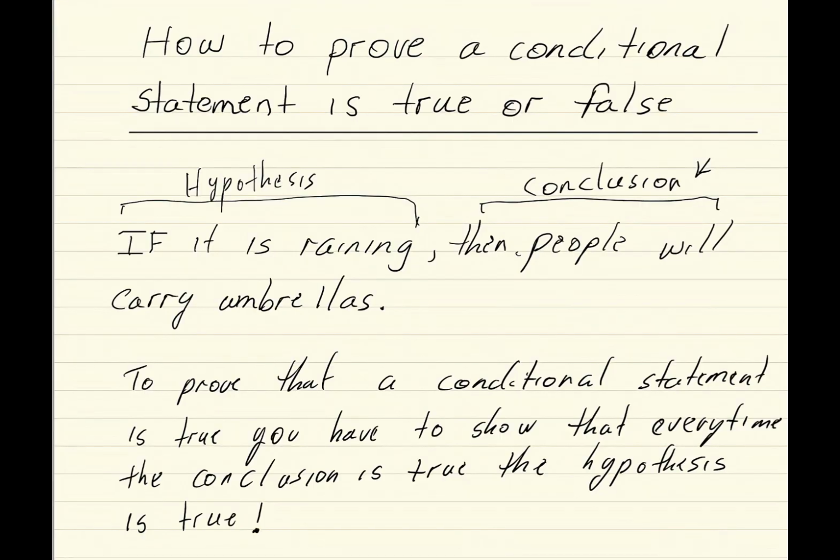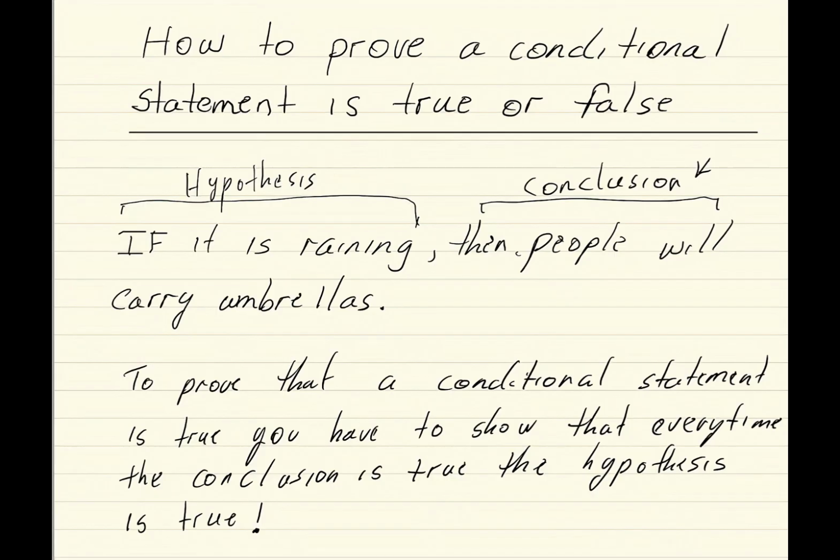So I have this example here saying if it is raining, the hypothesis, then people will carry umbrellas. So you need to show that every single time people are carrying umbrellas, it is in fact raining. So every single situation, every single case that this happens, that it's raining, that people are carrying umbrellas, it is in fact raining. So you have to show every single time. So that's how you prove a conditional statement is true.